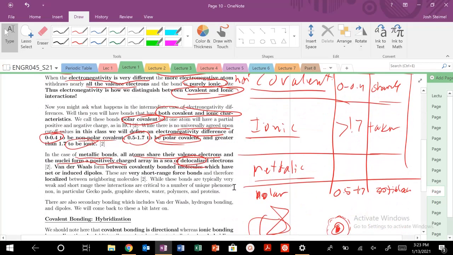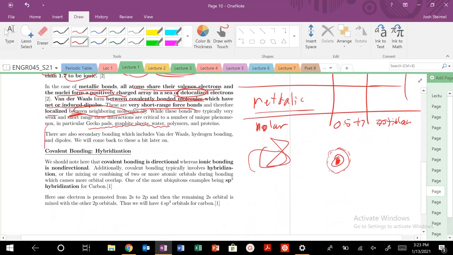So again, van der Waals interactions form between covalent molecules, and they have some net or induced dipole, very, very short range bonds between neighboring molecules, intermolecular. So again, they lead to cool phenomena: gecko pads, graphite sheets, water, polymers, proteins. Van der Waals are super, super important. And we'll get to that in lecture 9 in our polymer lecture.